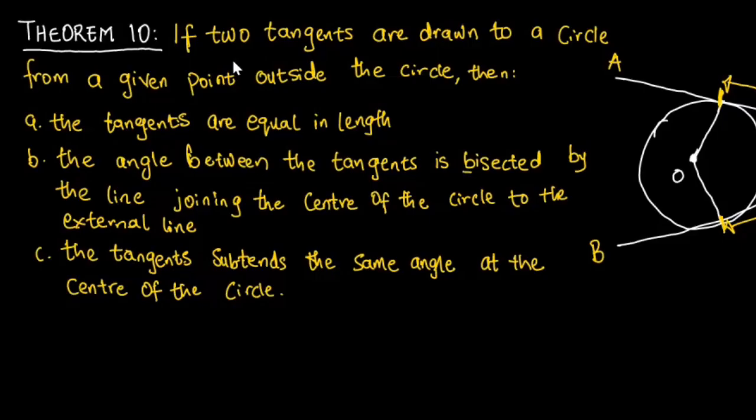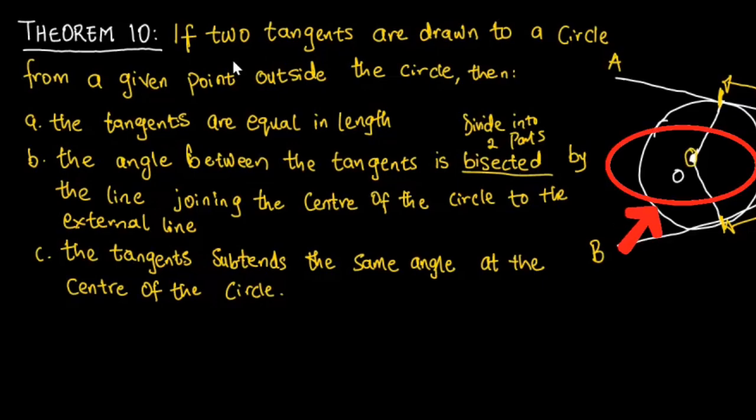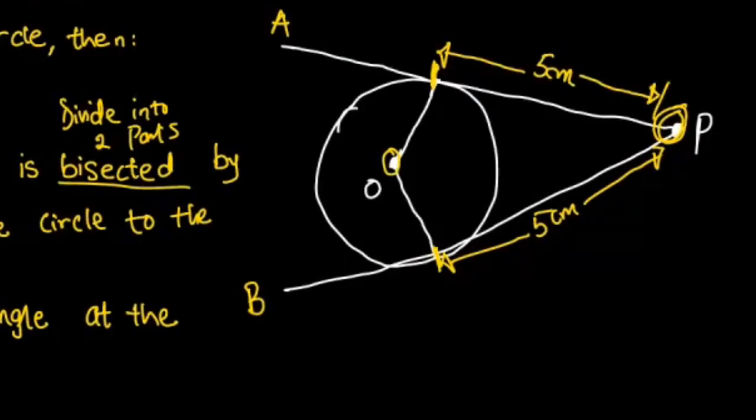You know what bisect means? Bisect means to divide into two parts. Like we said, bi means two and sect means divide. So the angle between the tangents is bisected by a line joining the center of the circle and that external point. Now this is the center of the circle, and that is the external point. So let's say we have an angle here, for example 60 degrees, and then a line passes from the center to this external point.